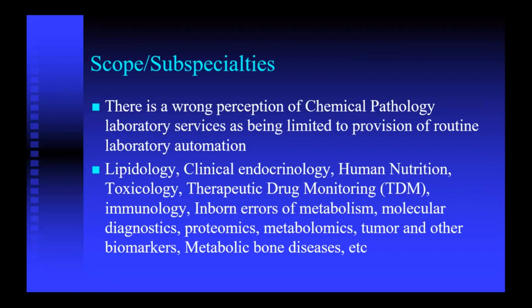So what is the scope of this specialty of pathology? Quite a number of people have a wrong perception that chemical pathology is just limited to providing automated instruments that can do electrolytes, maybe liver function, lipid profile, a few routine chemistry, and that is chemical pathology. In fact, most CMDs, chief medical directors, and hospital managers seem to have such a perception, and it's a short-sighted view of chemical pathology. Chemical pathology is much broader than just routine EUCs, liver function, and lipid profile.